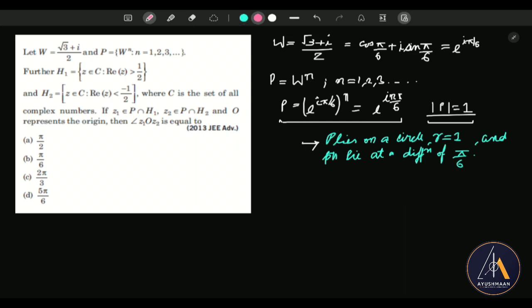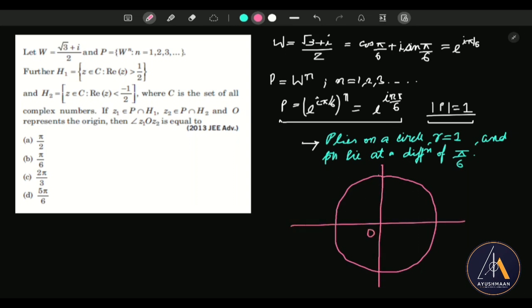If we try to draw the circle, this is O, this is (1, 0), and this is (-1, 0), and the points will be basically like this, and so on. I'm only drawing these points. The angles between them will be π/6, π/6 and π/6 like this. So now we are given H1.